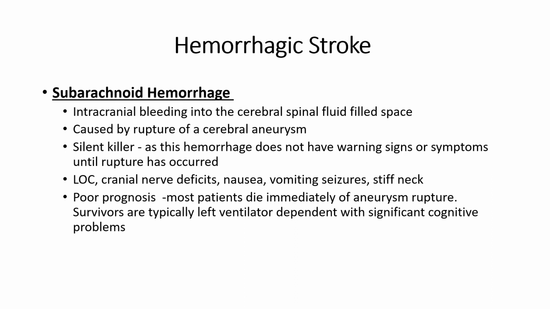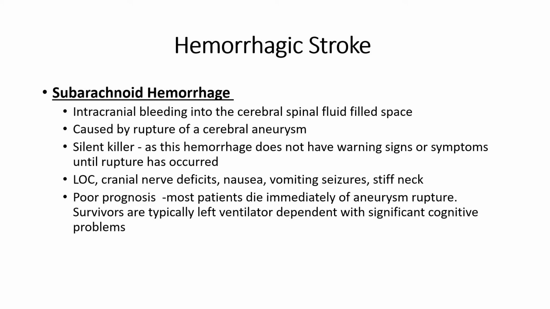So the other type of hemorrhagic stroke is a subarachnoid hemorrhage, and this is intracranial bleeding into the cerebral spinal fluid-filled space, and this is actually a rupture of a cerebral aneurysm. This is known as a silent killer. It really does not have any warning signs or symptoms until the rupture has occurred.